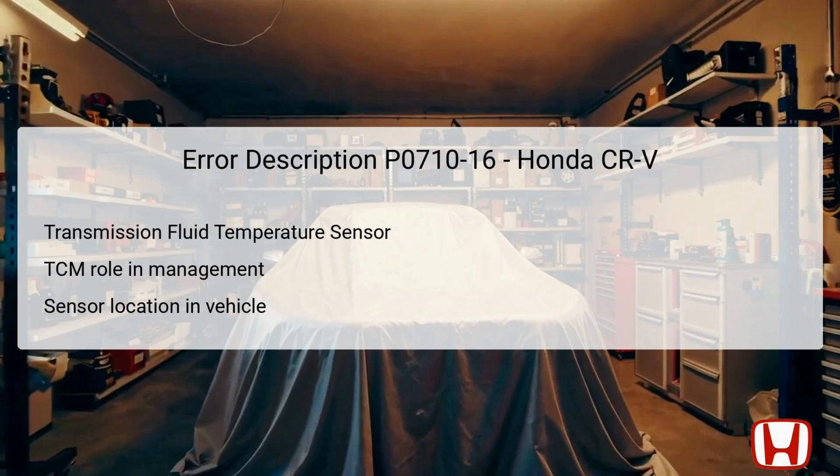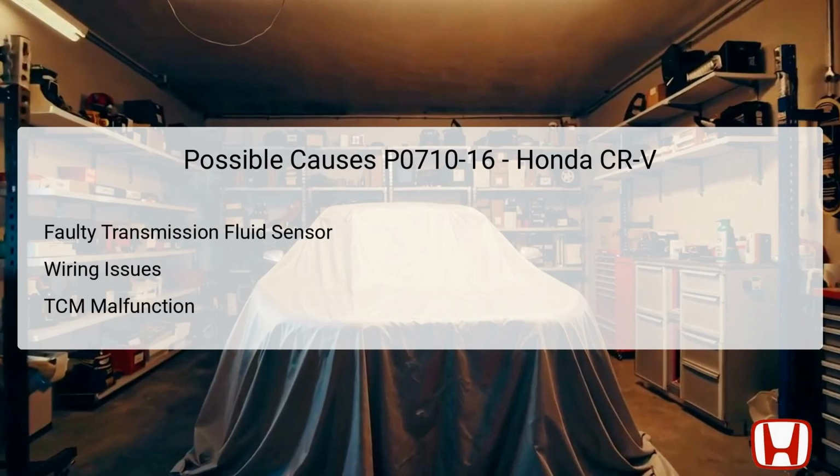The TCM, or Transmission Control Module, uses the data from this sensor to change the hydraulic pressure and shift timing in automatic transmissions. If the output voltage from the sensor drops below 0.07 volts, the TCM detects that as a fault, prompting the storage of DTC P0710-16. Recognizing the responsibilities of these components and their positioning will guide technicians in determining the source of the malfunction.